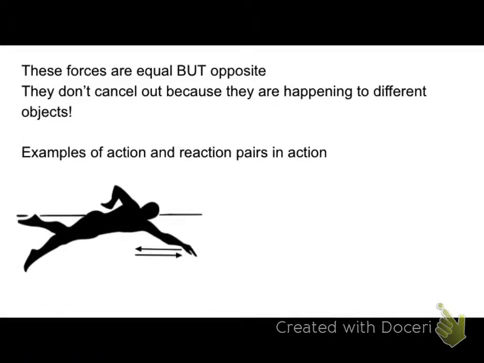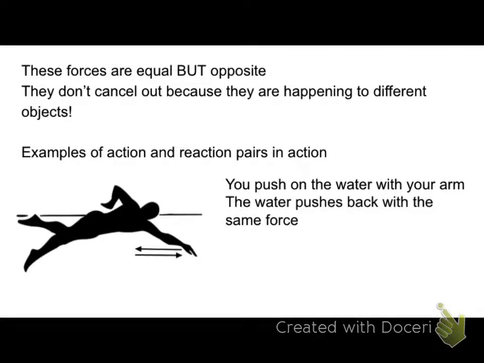Let's look at some examples of action and reaction pairs. We have, in this image, a swimmer in the water. So they are exerting a force on the water with their arm. They're going to pull their arm backwards, but they will push on the water in the backwards direction. Okay? That would be the action force. So if you want to label that with an A on the diagram, you can. Then the water is going to push back on them with an equal force, but in the opposite direction.